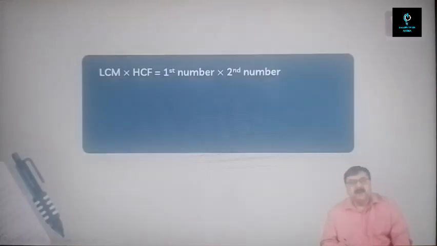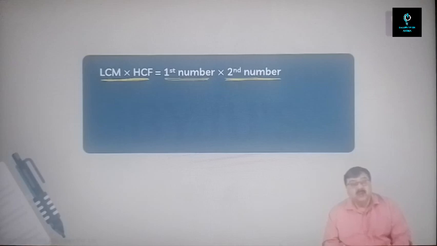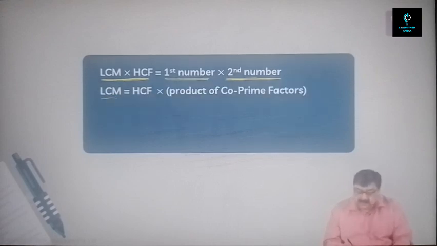Now, a very important concept based on which many times questions have been asked. LCM into HCF equals first number into second number. If two numbers are given to you, then this is the relationship between those two numbers. The product of their LCM and HCF will always be equal to the product of the two numbers. Now, the numbers have to be co-primes, that is, their highest common factor should be 1. So we can say LCM.